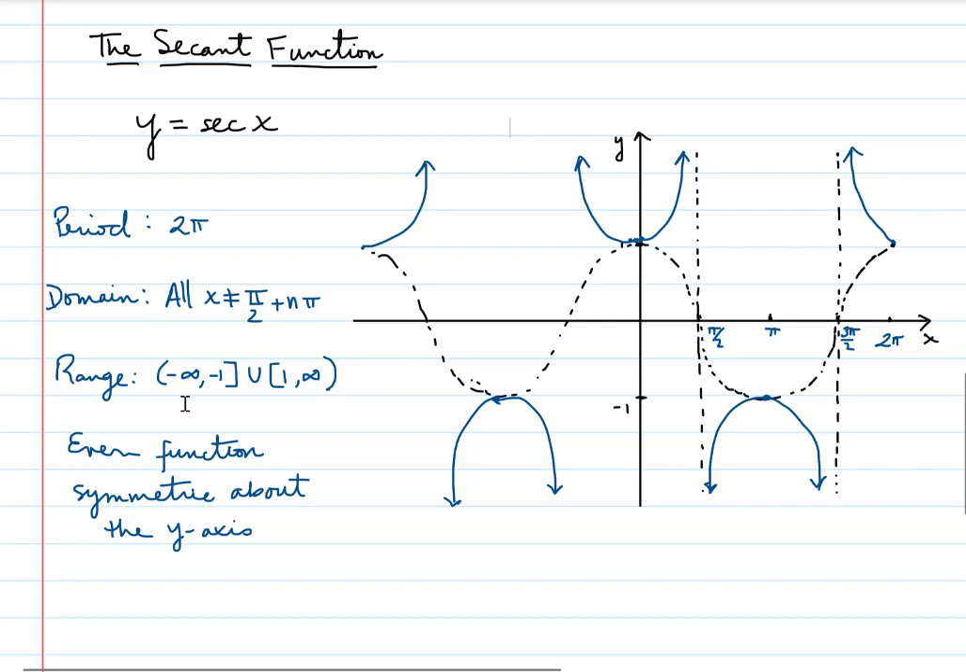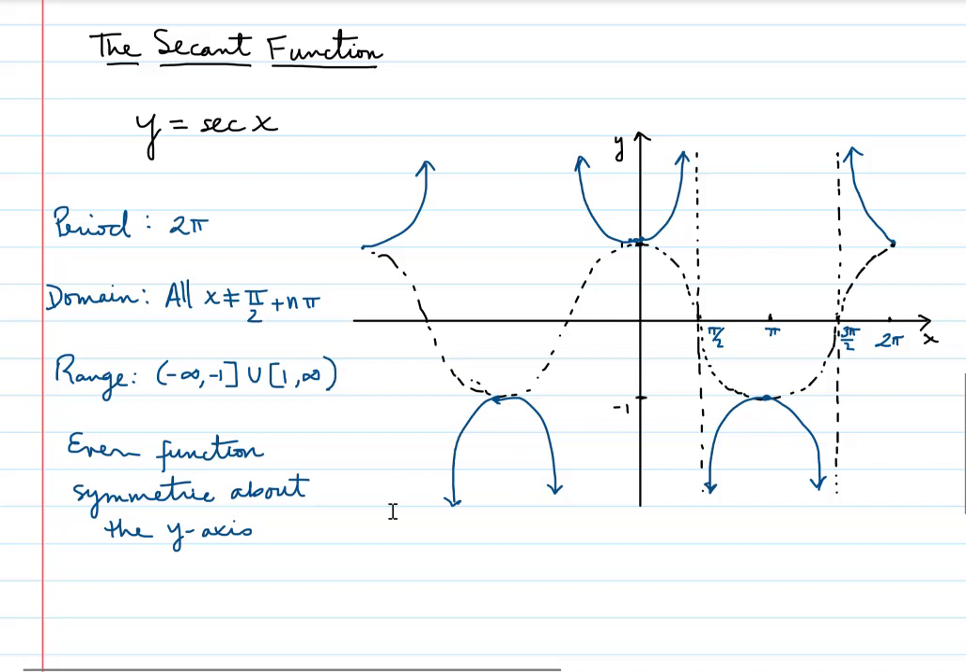And then the range, the same as cosecant. It's everything except all this stuff in the middle from -1 to 1. So all reals except that -1 to 1 interval. So we represent that with the union of these two intervals here.